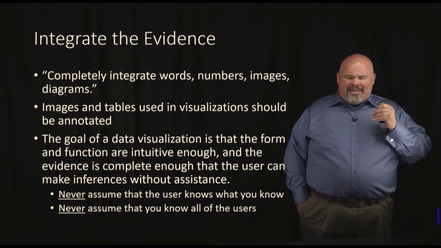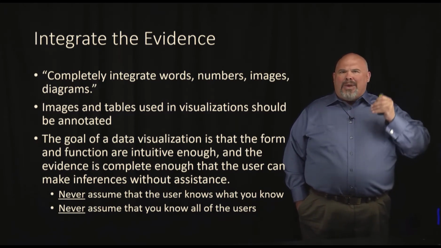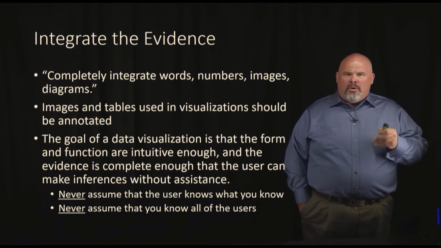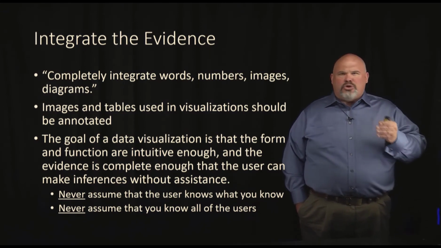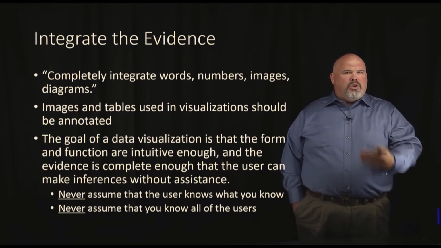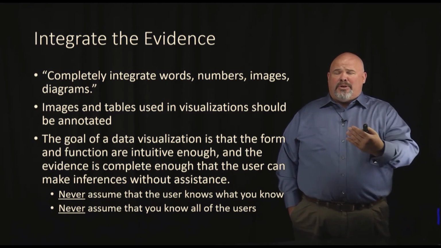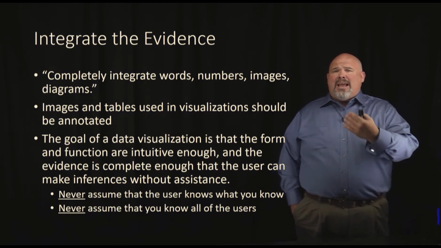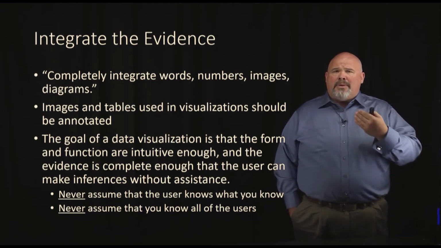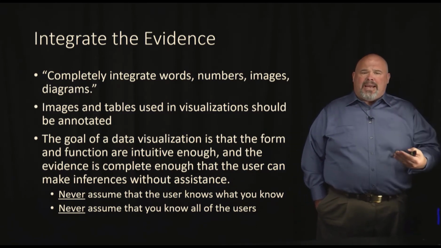One thing that wasn't in the reading, but I really need to stress at this point, is that we can never assume that we know what the users know, that the users know what we know, and we can never assume that we know all the users. We might be able to control who the visualization is distributed to first, but we can never control who else might see it. And for that reason, we want to be able to create visualizations that we don't have to be there to explain, right?